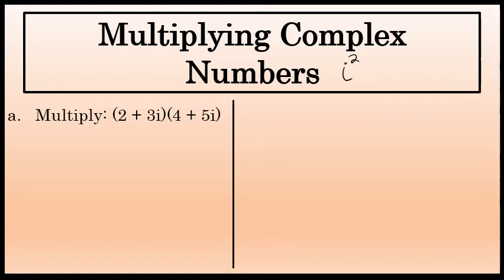If, and this will happen, after multiplying I end up with i squared at any point, remember that i squared is equal to -1. Let's begin this first example.